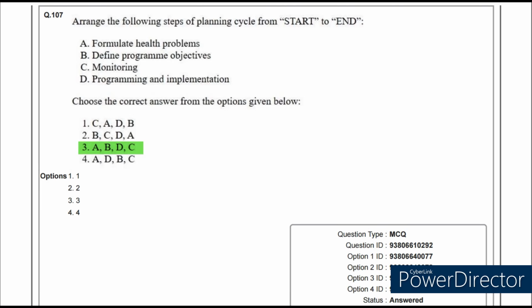And now coming to question number 107 on steps of planning cycle from start to end. So it starts from formulate health problems, followed by define program objectives. Next is programming and implementation. And the last should be the monitoring.